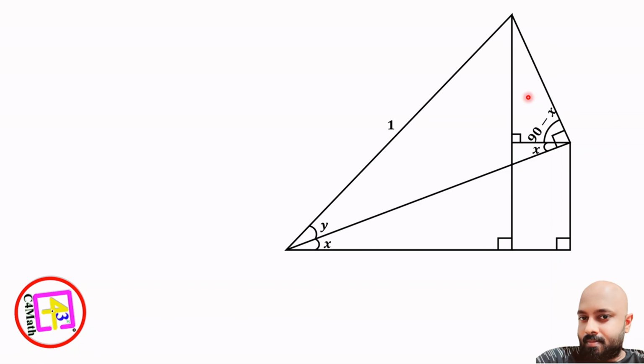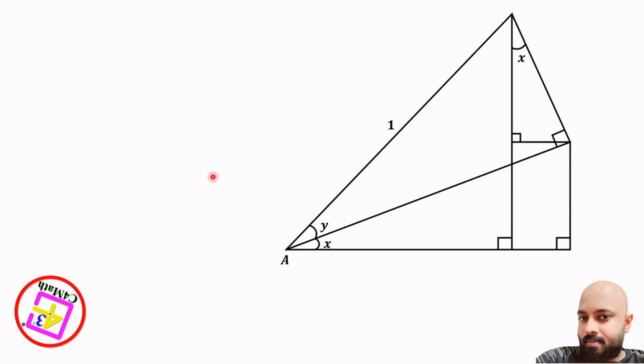Then in this triangle we can apply the angle sum property. We know the sum of angles in a triangle is 180 degrees. We know two angles, one is 90, the other is 90 minus x. Then we can find the third angle. Take it as y. That means we can write it. Now if this angle is x, then that angle is also x.